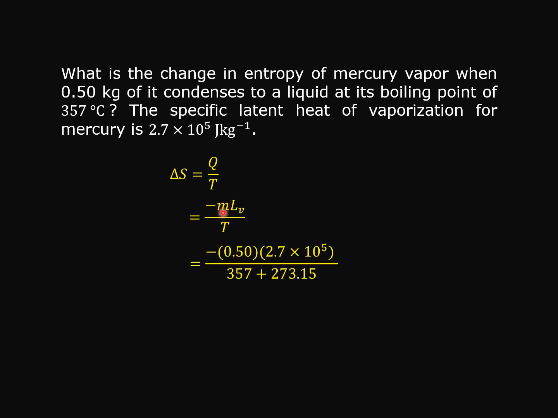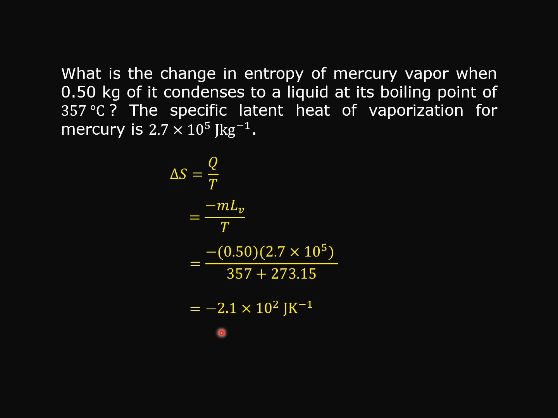We take m as 0.5 kg for the mass of the mercury, and L_V is the specific latent heat of vaporization given as 2.7 times 10 to the power 5 joule per kg, and the temperature in the equation is 357 degrees C, so we must convert it into Kelvin by adding 273.15. So temperature must be in Kelvin.